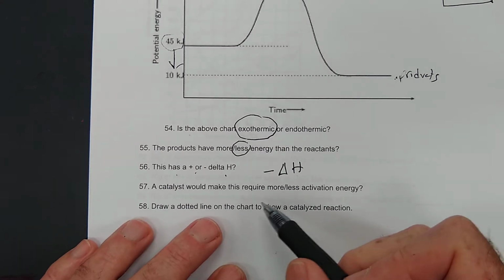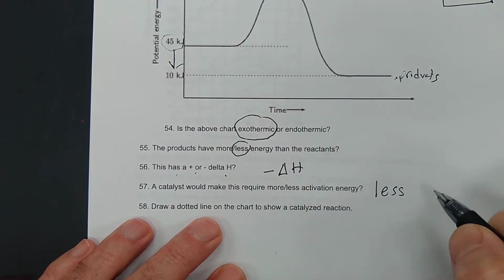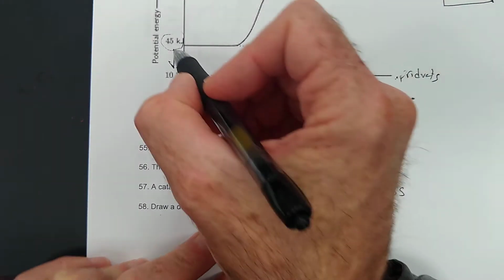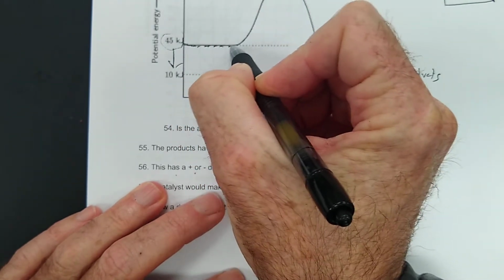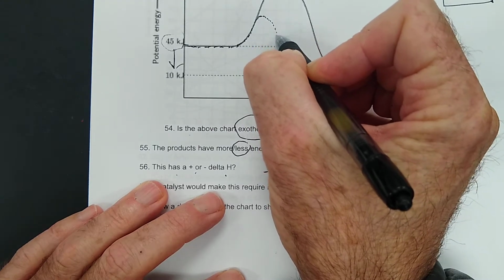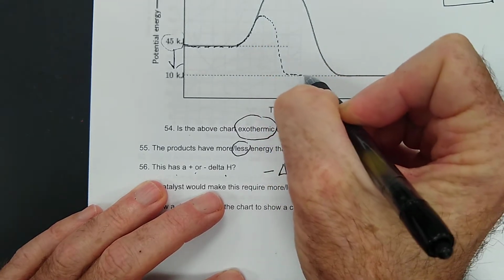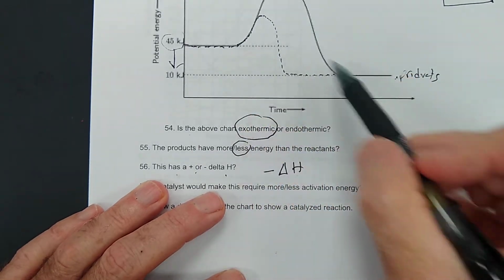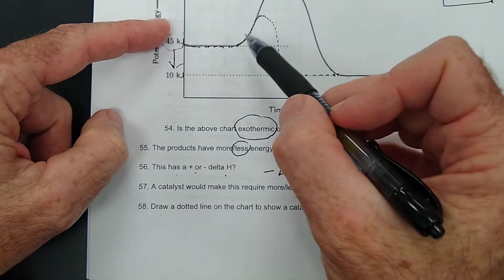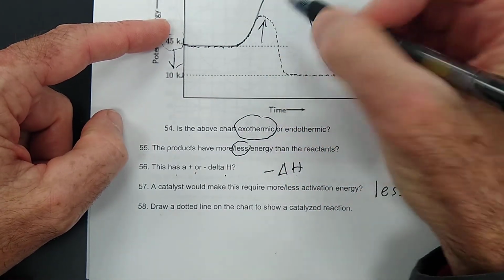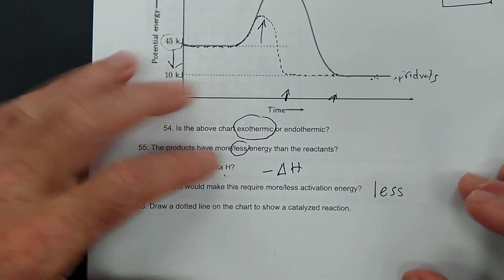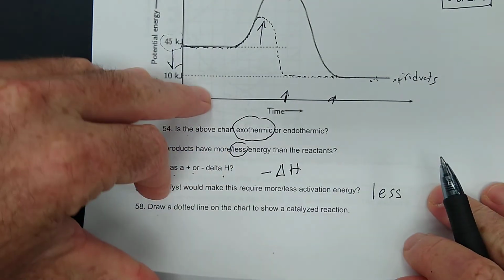A catalyst would make this require less activation energy. Draw a dotted line to show the catalyzed reaction. Dot, dot, start at the same place. We begin going up, but then it's going to take less energy and it's going to finish sooner. But notice it starts and ends with the same amount of energy. That doesn't change. It just happens with less activation energy, and it gets done sooner rather than later. All right, let's keep rolling.